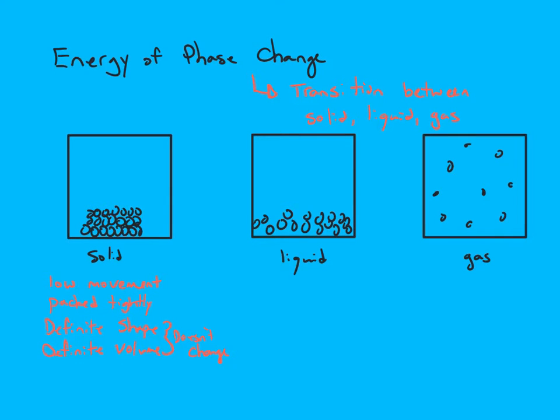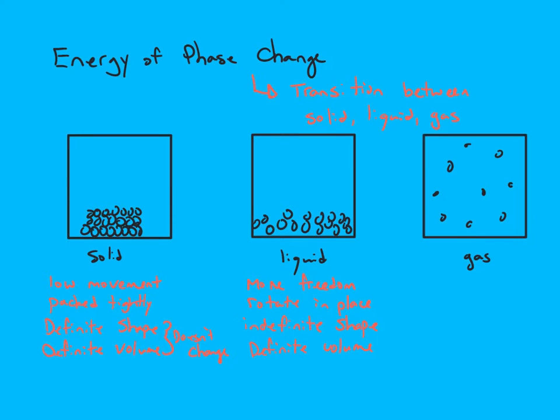The liquid, on the other hand, the particles are spread out a little bit because we add heat to convert from solid to liquid, so the particles have freedom to move. They rotate in place, maybe even bump into each other a little bit more, and they will fill the container they are in. So they have indefinite shape but a definite volume.